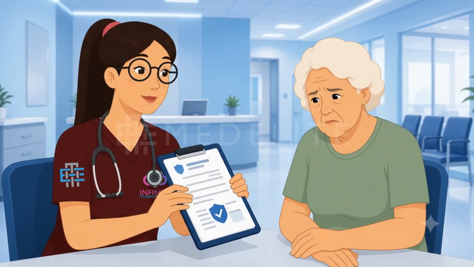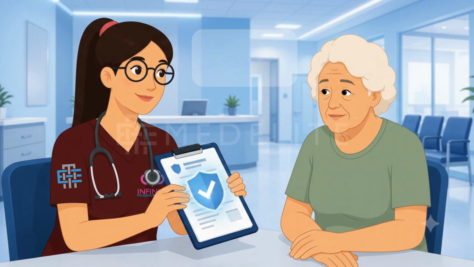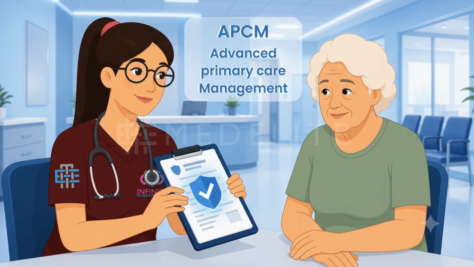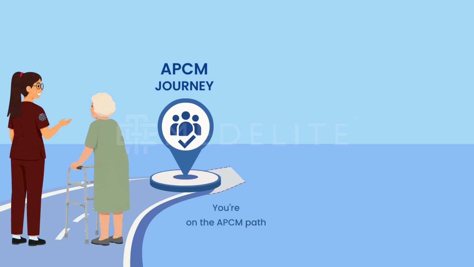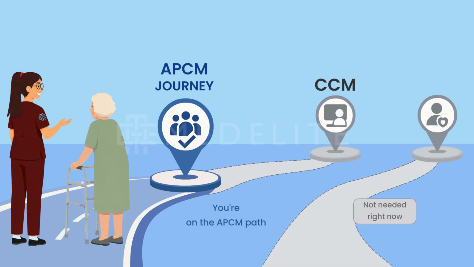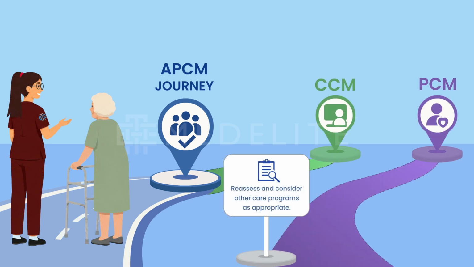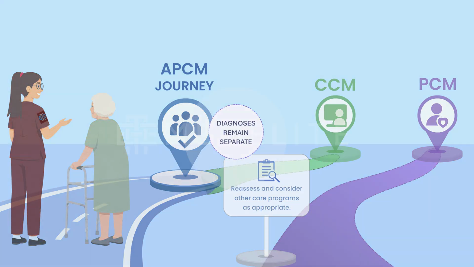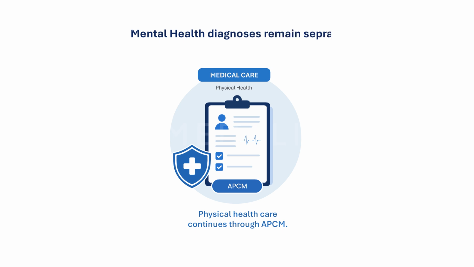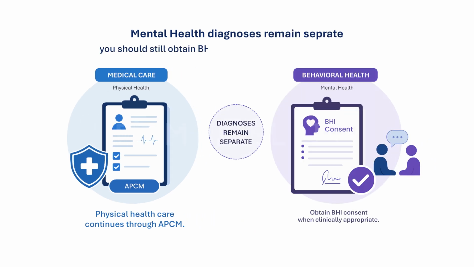When you perform an APCM onboarding visit, you should obtain consent specifically for APCM. Because APCM is a bundled program, you do not need to get separate consents for CCM or PCM at the same time. If the patient later moves out of APCM, we can reassess other programs. Mental health diagnoses remain separate. You should still obtain BHI consent when clinically appropriate.